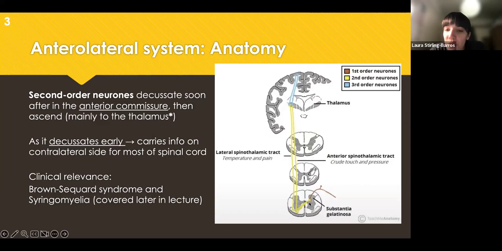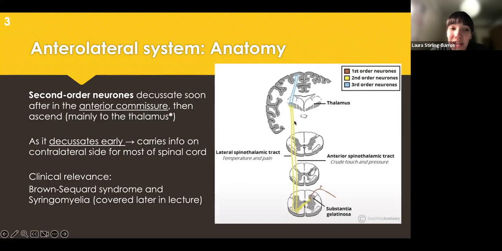So the second order neuron just immediately crosses over to the other side. And so then we're ascending contralaterally. So if the pain came from the left, we're ascending on the right of the spinal cord. And this is important in Brown-Séquard syndrome and syringomyelia, which I'll quiz you on later.